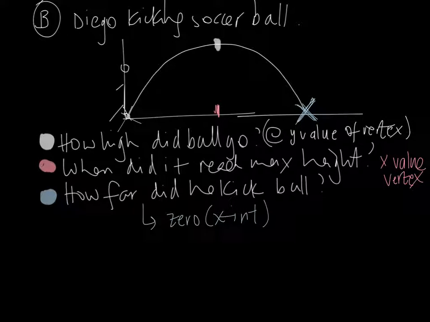Chicos, this screen right here is money. Money. Okay, this is really, really important in terms of concepts. You can bet that I'm going to ask you these 3 questions on your next test or your next quiz. These 3 questions. How high did the ball go? When, or how far down the field did it reach that max height? And how far did he kick the ball?